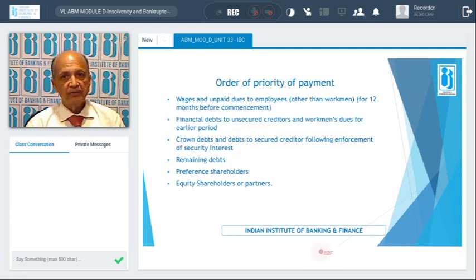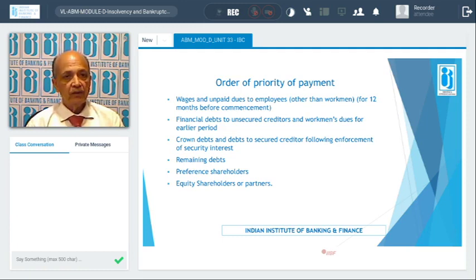Second, wages and unpaid dues to employees other than workmen, such as unpaid salaries, for 12 months prior to commencement of the liquidation proceedings. So the order: first, workmen's dues for 24 months plus secured creditors, both equal in the first category. Then come wages and unpaid dues to employees other than workmen for 12 months before commencement.